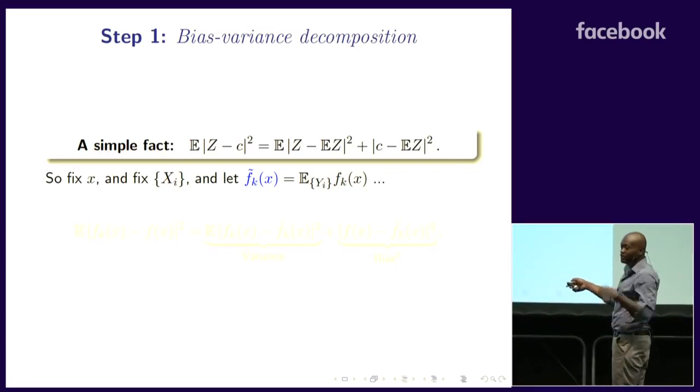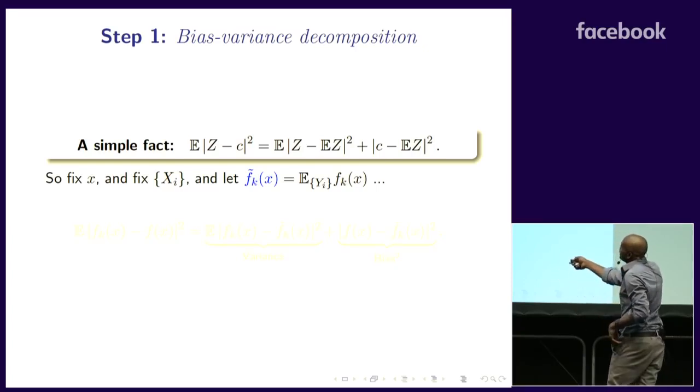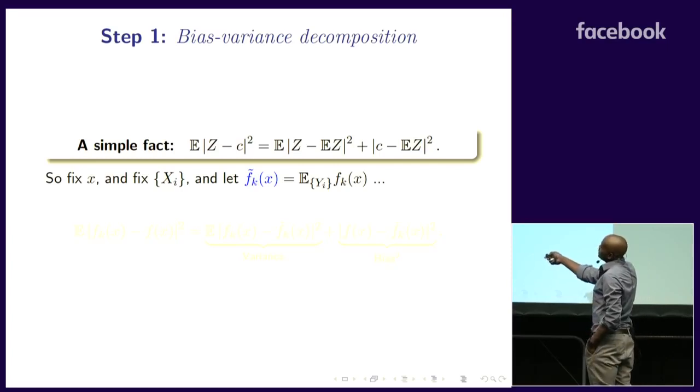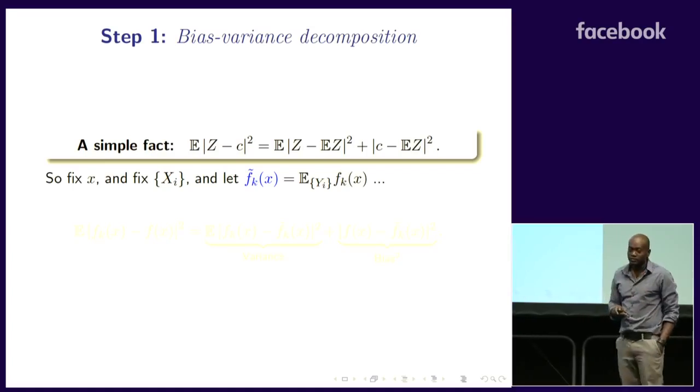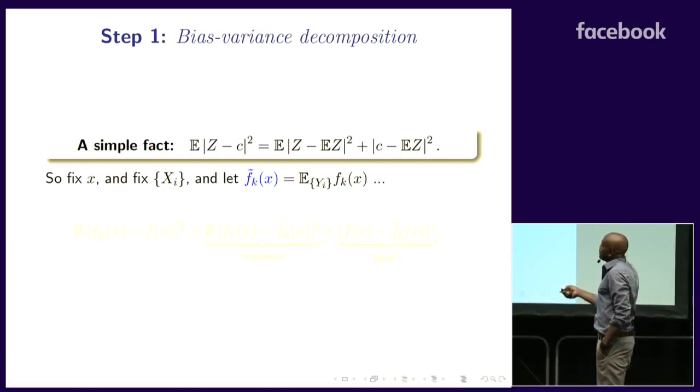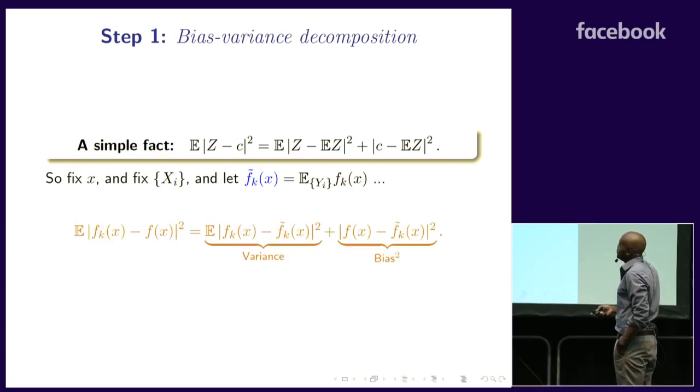Fix some query point x, and fix the xi's. This is your data. Fix the xi's, but we'll let the yi's be random. For now, we'll just fix the xi, let the yi be random, and we define this quantity f tilde k of x, which is the expectation of fk under the randomness in yi. Now, we'll use this quantity to plug back into here.